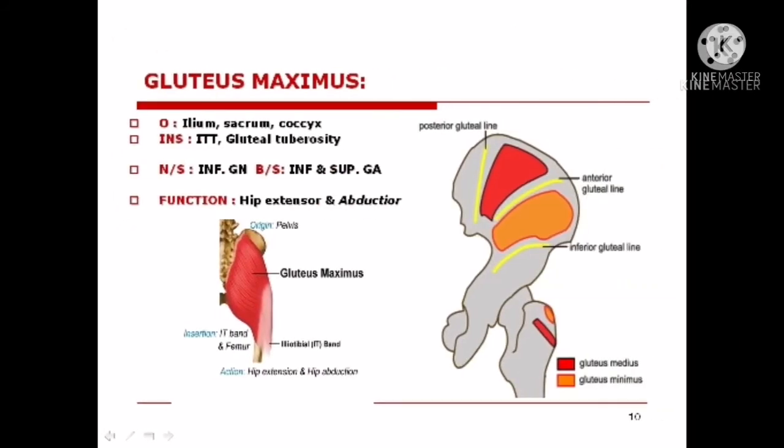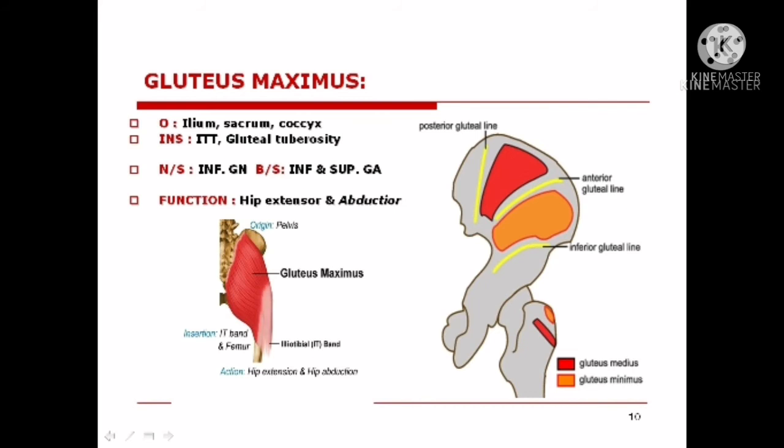The gluteus maximus arises from the ilium, the adjacent sacrum, and the coccyx. Upon the ilium bone, there are three lines: the posterior, anterior, and inferior gluteal lines. From the posterior gluteal line, the gluteus maximus muscle arises. It inserts in the iliotibial tract and the gluteal tuberosity.